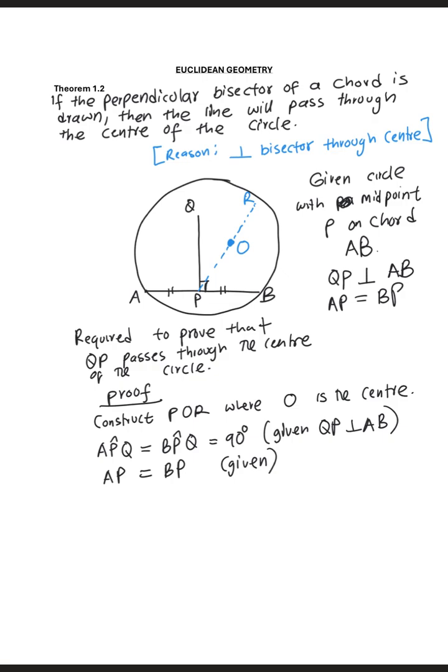Because AP is equal to BP, it's a chord, and we see that OP is a line from the center. So we can claim that OP is perpendicular to AB. The reason why OP is perpendicular to AB is the converse of theorem 1.